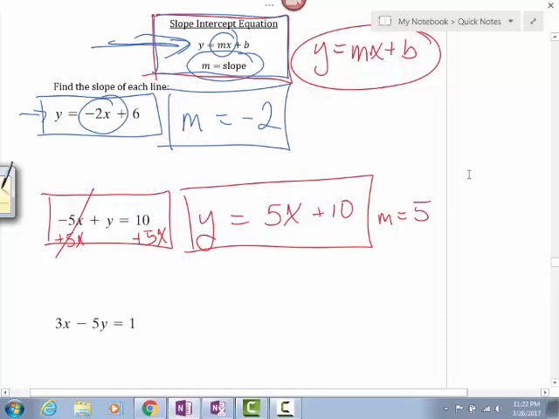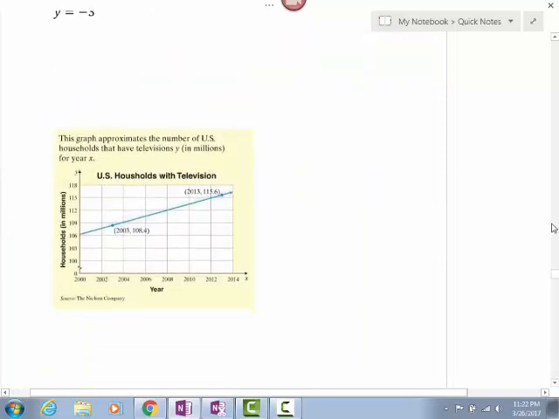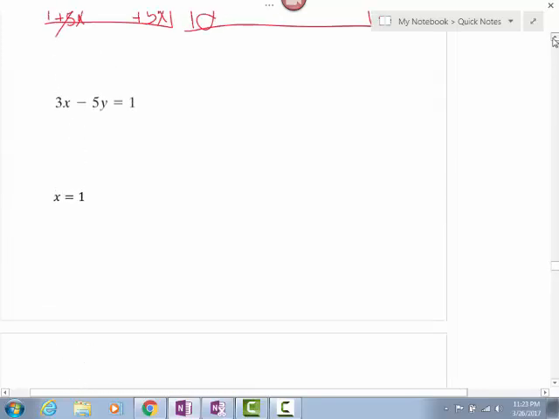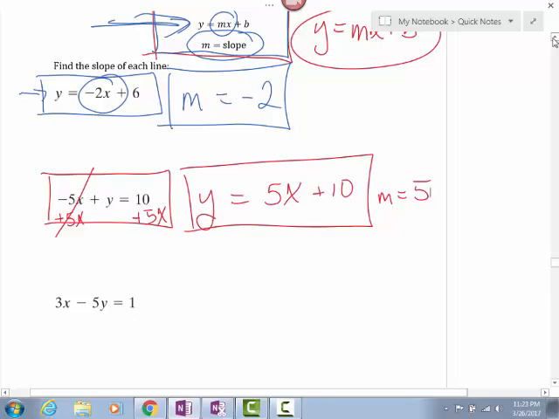All right, let's try the next one that we have here. Let me come back up. Here we go. Okay, so the next one I have here is 3x minus 5y is equal to 1. Okay, so remember, I want to get my equation in the form y equals mx plus b.